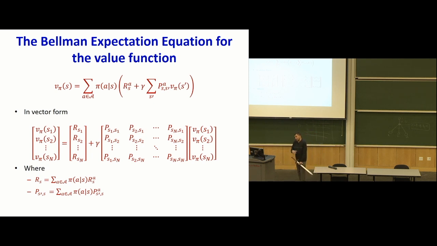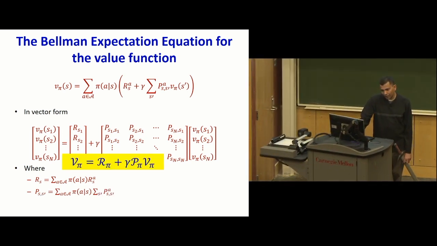So what is the size of this equation? The column vectors have as many terms as there are states. So if you have n states, it's going to be n equations and n unknowns. That matrix is n squared, n times n, and you'd have to solve for it, right?